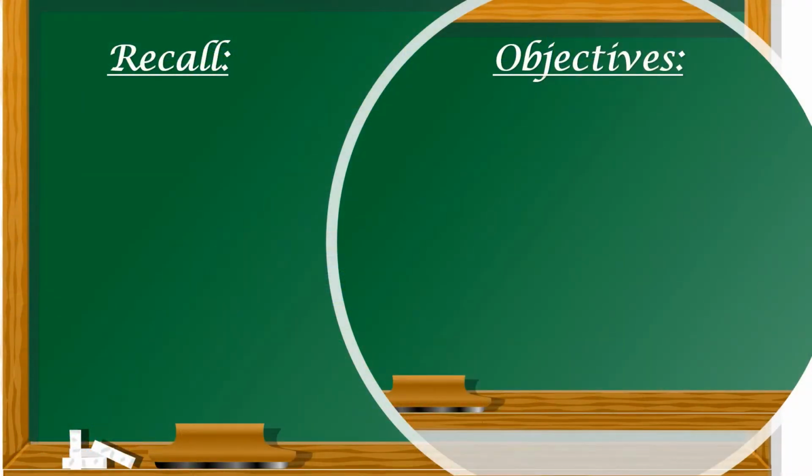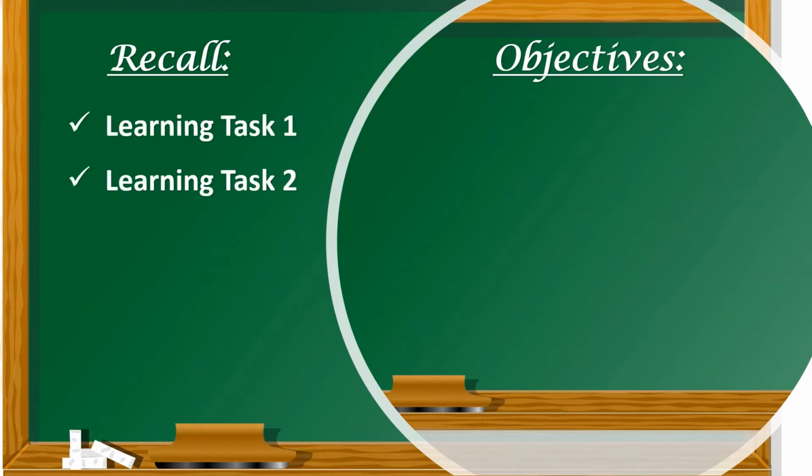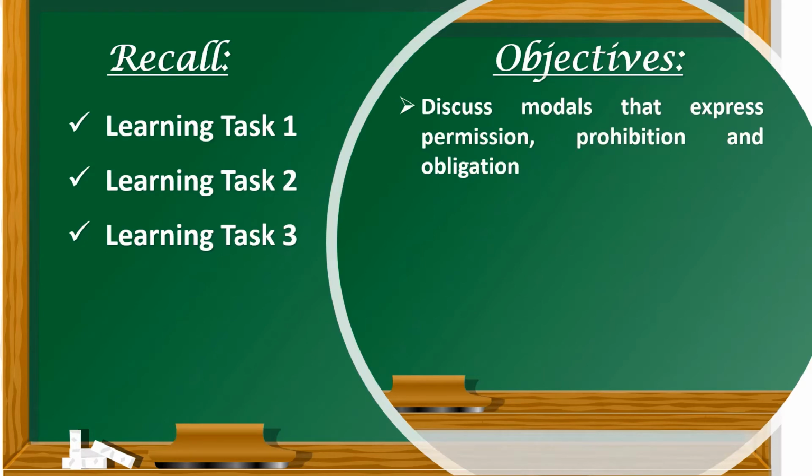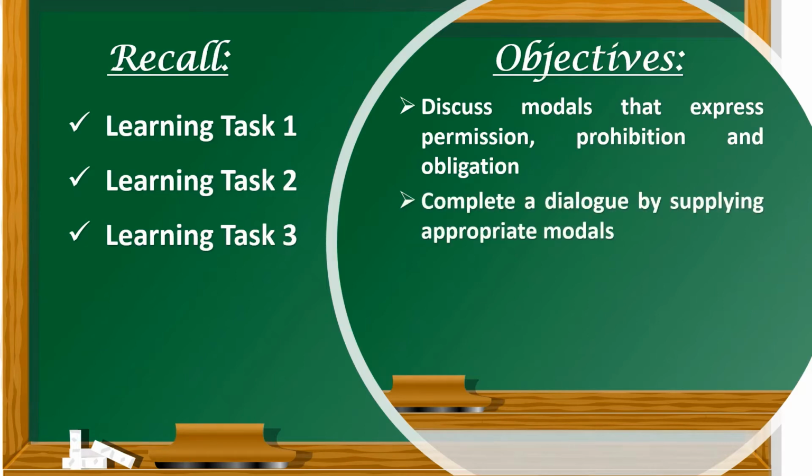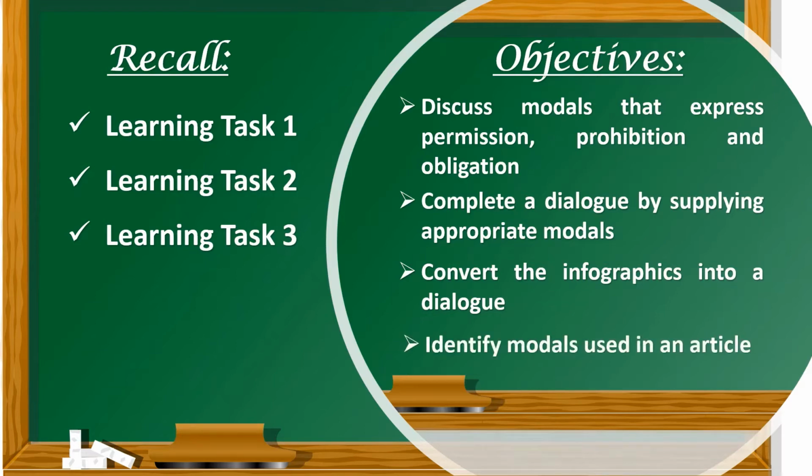You are supposed to be done with Learning Task 1, Learning Task 2, and Learning Task 3. And for this week, here are our goals. We're going to discuss modals that express permission, prohibition, and obligation. Then, you're going to complete a dialogue by supplying the appropriate modals. Next, you're going to convert the infographics into a dialogue. And you're going to identify modals used in an article.